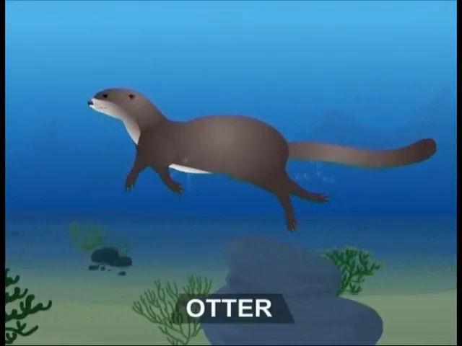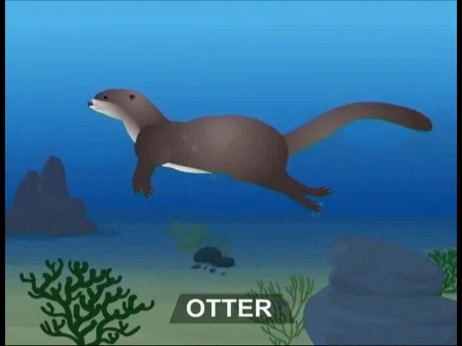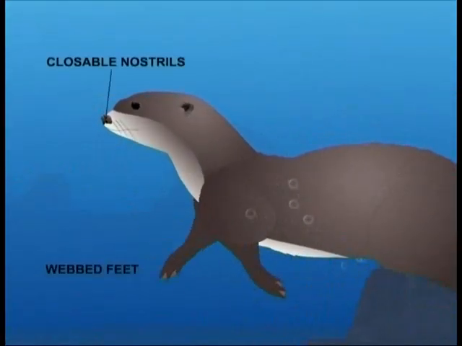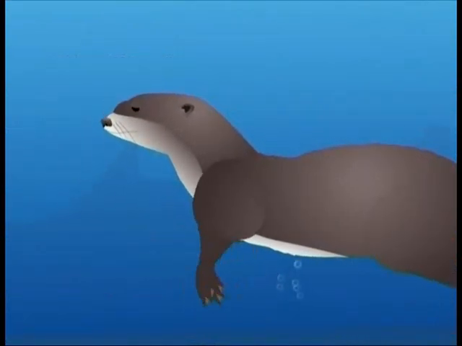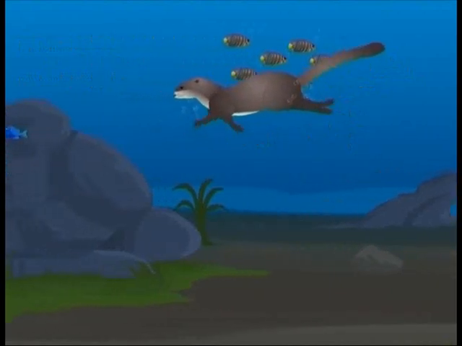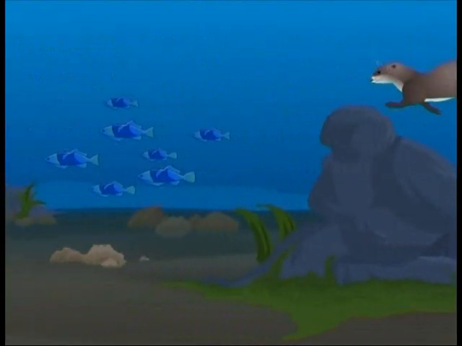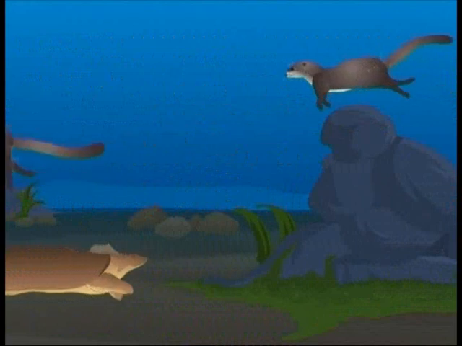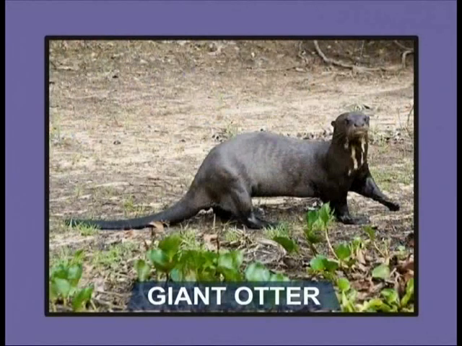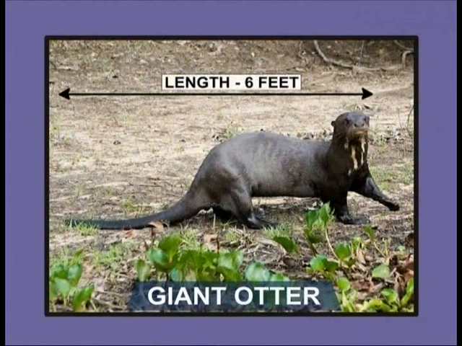The otter is another aquatic mammal that often comes onto the land, in spite of having webbed feet and closable nostrils to help it underwater. These otters are playful mammals and are expert underwater hunters. The giant otter of the Amazon grows to a full length of 6 feet.